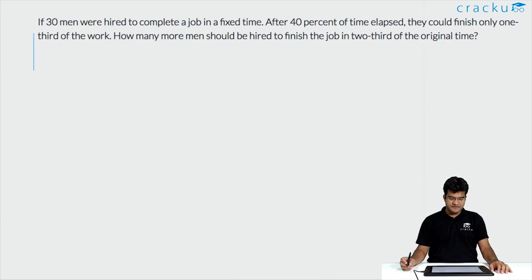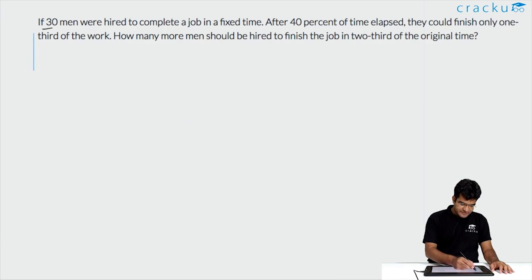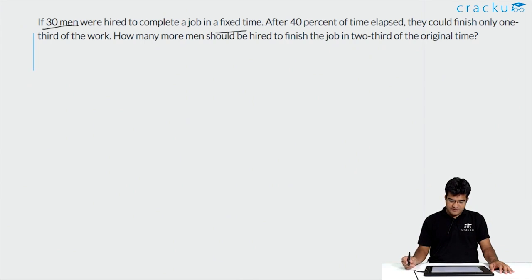In this question, it has been given that there was a work that needed to be done and 30 men were hired to do it. They were also given a fixed time to complete the job. After 40% of the time had elapsed, they could finish only 1/3 of the work. Now, how many more men should be hired to finish the job in 2/3 of the original time?